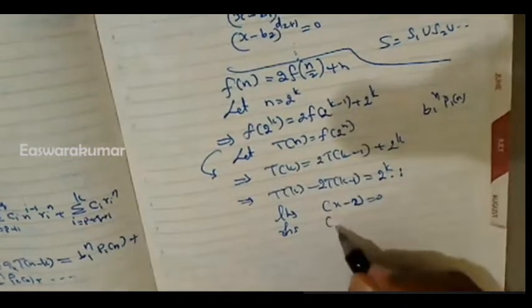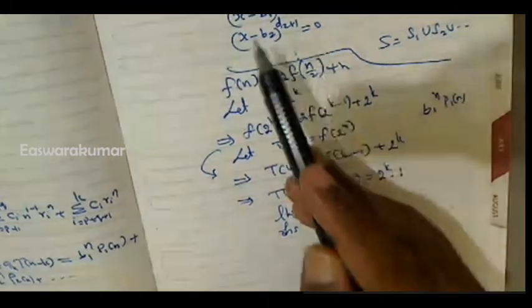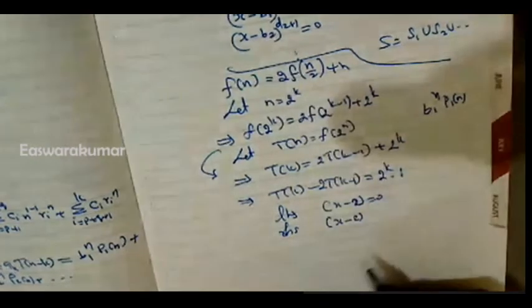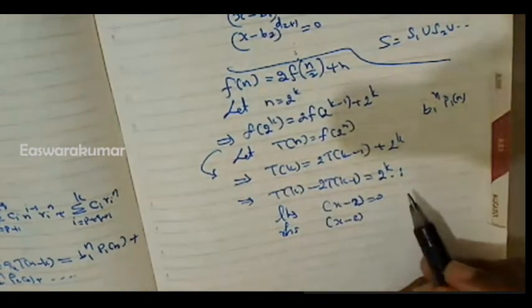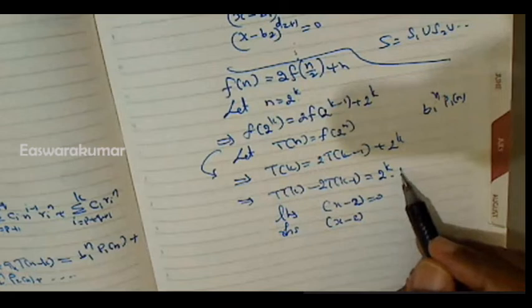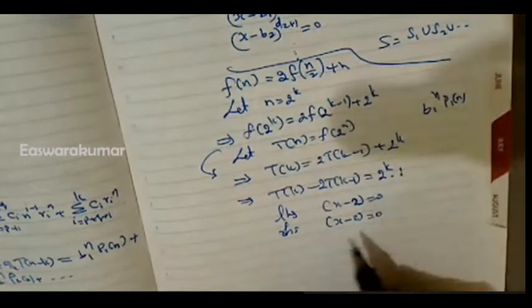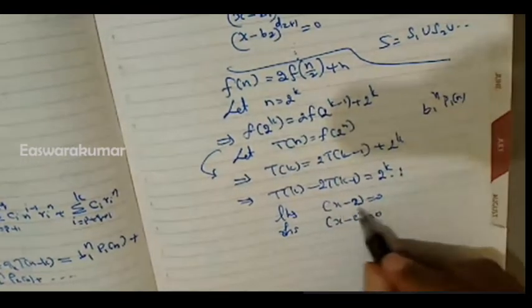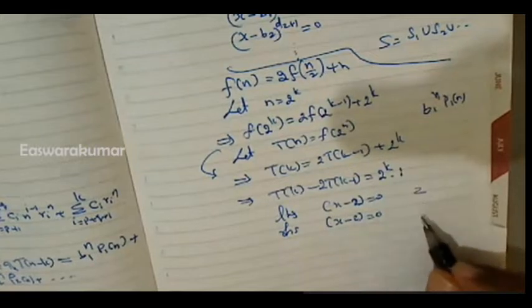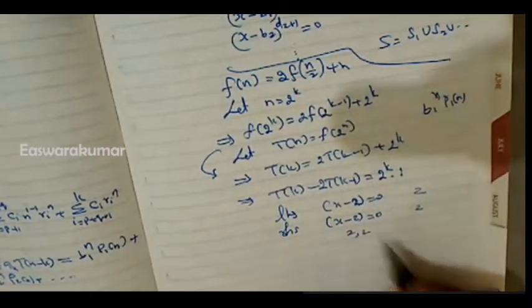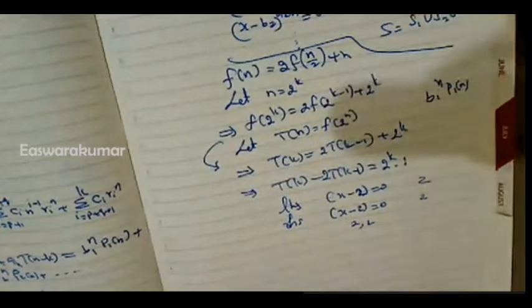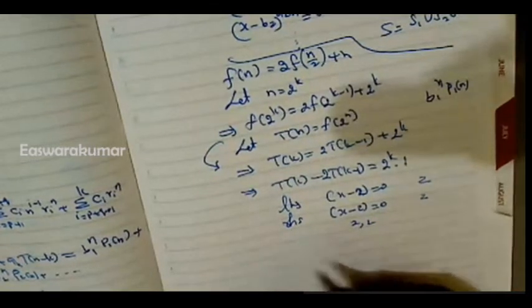So for the right hand side, once again the solution is x minus b1, here x minus 2, power degree of the polynomial plus 1. Here the polynomial is 1, a constant polynomial, so its degree is 0. So 0 plus 1 is 1, and x minus 2 equal to 0. This is for the right hand side. So the solution is 2, and there are two roots, 2 comma 2. The roots are the same.